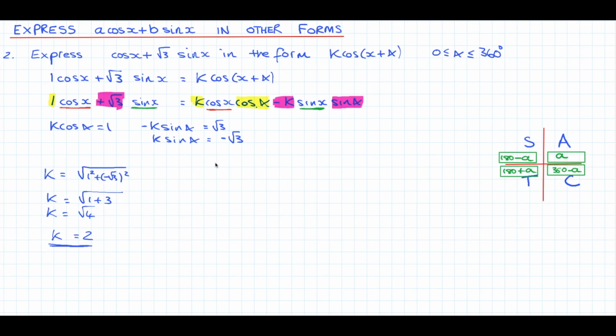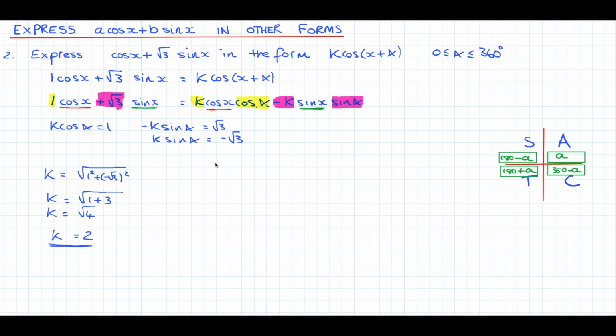Okay, let's do a second example. Let's look at number 2. Express cos x plus root 3 sin x in the form, this time, k cos x plus alpha, and alpha has to lie between 0 and 360. So again, really the same format each time, make them equal to one another.